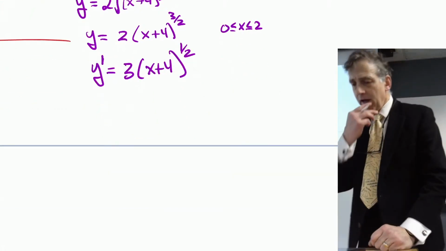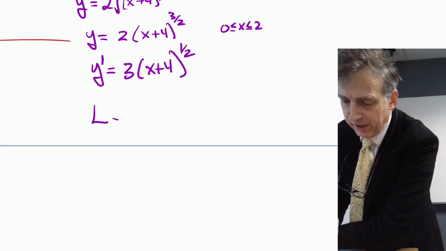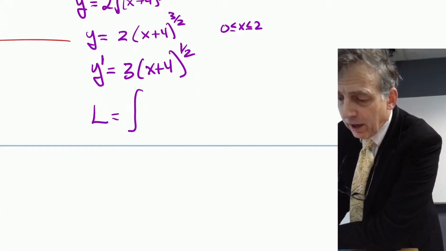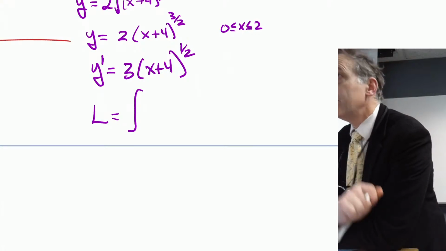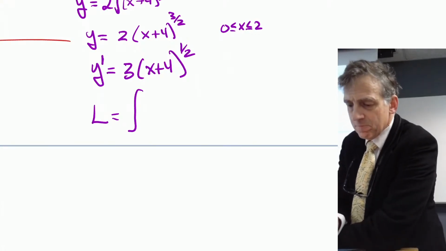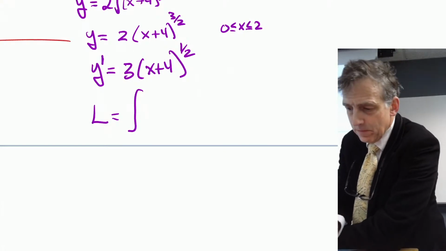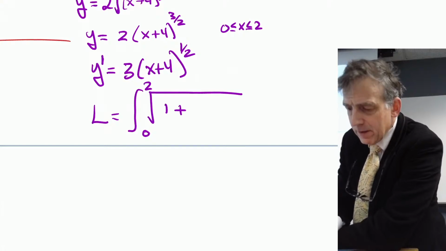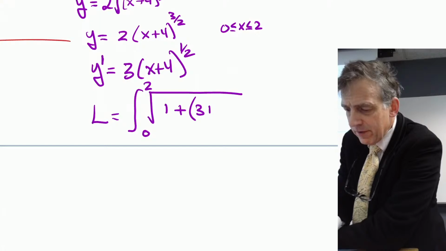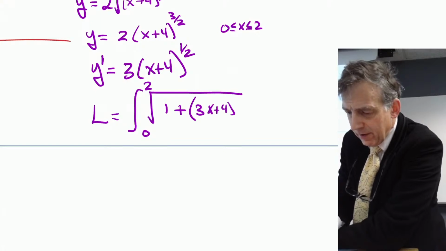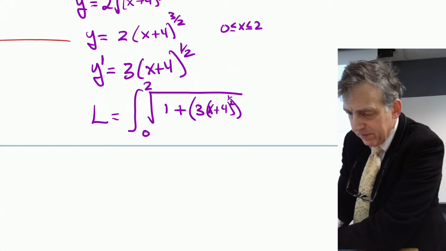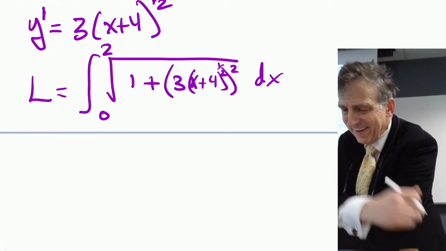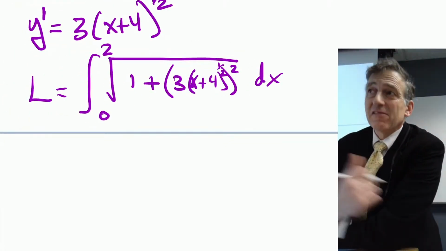So let's find our next volunteer. Ethan, what's the integral going to look like for this arc length? All right, well, talk me through it, and I'll do the algebra for you. The formula for arc length? Yeah, that's the integral from 0 to 2, square root of 1 plus the derivative squared. Okay, so we're going to take this derivative, 3x plus 4 to the 1/2, and we're going to square it. Does that look good? My handwriting was poor, but that's what you were saying, right?